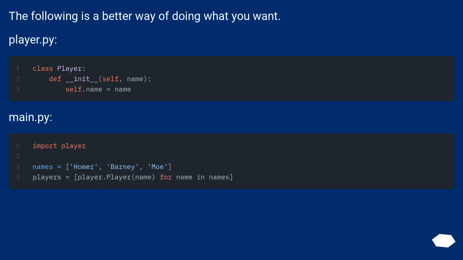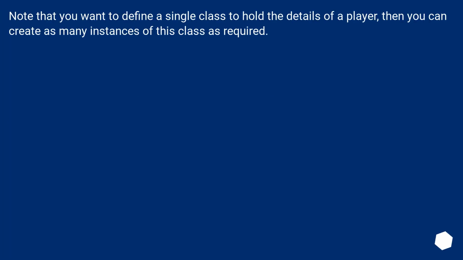The following is a better way of doing what you want. Player.py, main.py. Note that you want to define a single class to hold the details of a player, then you can create as many instances of this class as required.